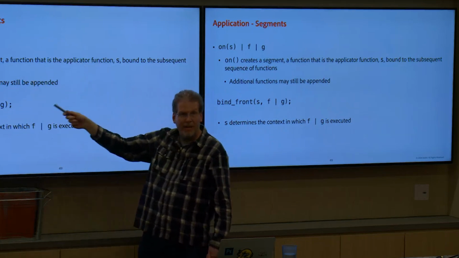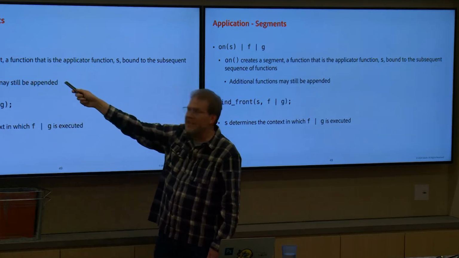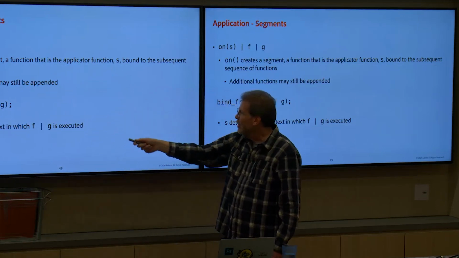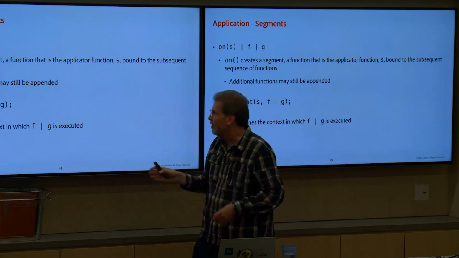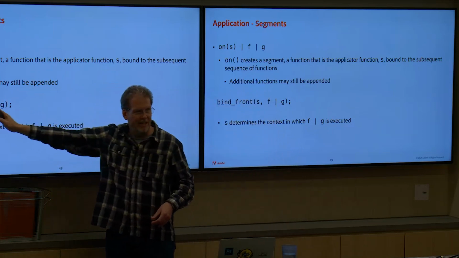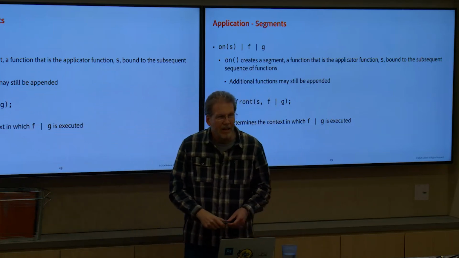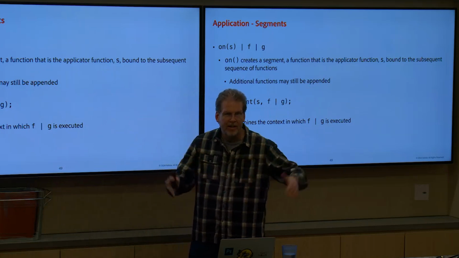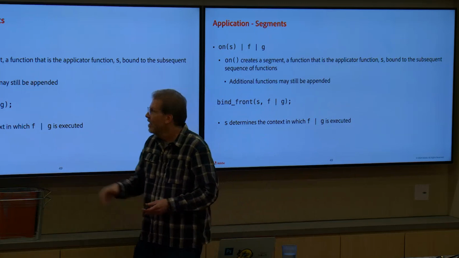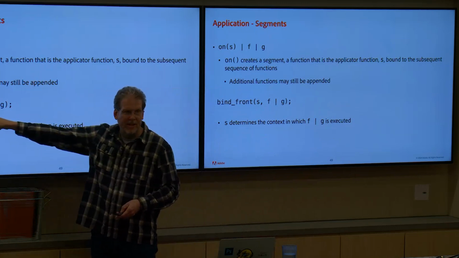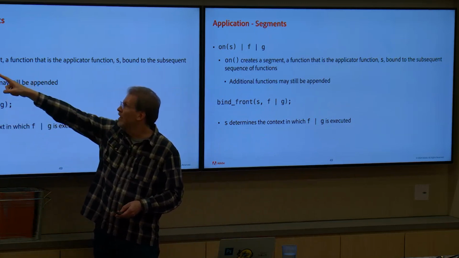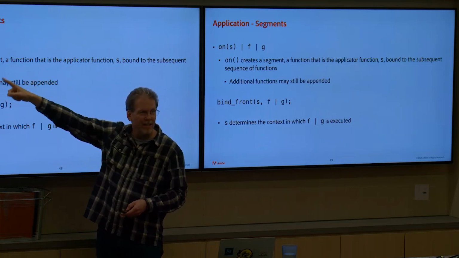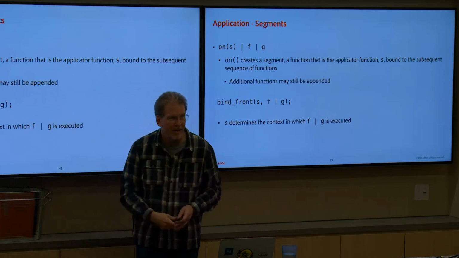Okay, so additional functions can still be appended onto the end. We can keep piping, and we can pipe on another segment onto the end. Just start a new segment. S determines the context in which F and G are executed, right? F and G are passed as arguments to S. So kind of all the magic about where do you want this piece of work scheduled, on a thread, on a GPU, all of that, that's S's responsibility. And we don't have a whole bunch of things. We just have on S. And then you pass in what you want as the argument.